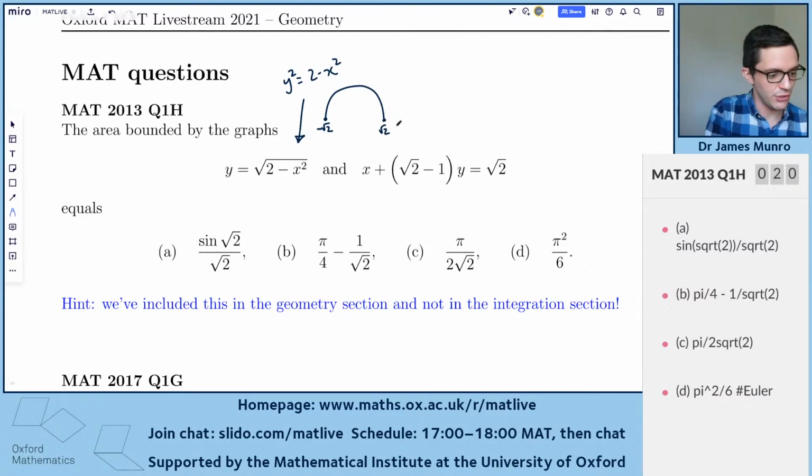The second equation looks horrendous, and B is worried that we might need to sub it in.